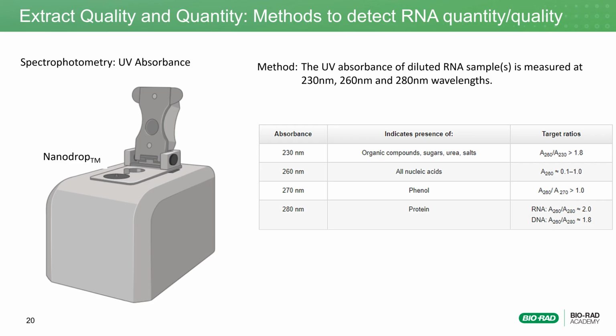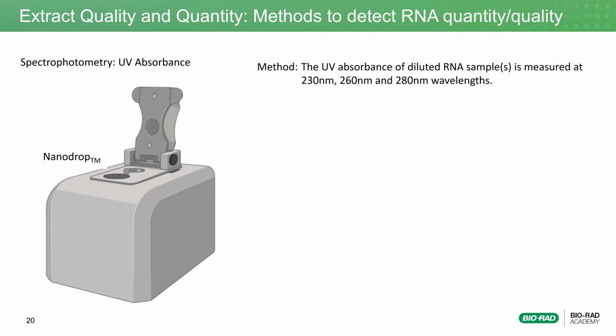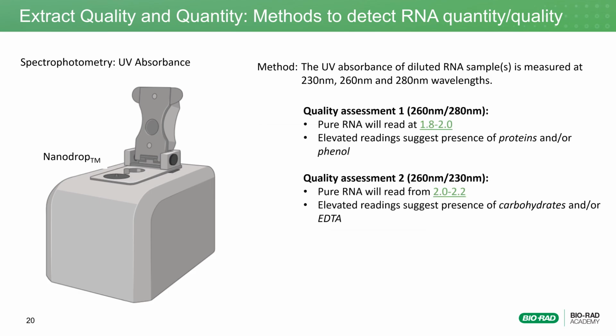Other ratios, such as the 260 to 230 nanometer ratio and the 260 to 270 nanometer ratio, can be used to determine the presence of organic compounds, sugars, urea, and salts or phenol, respectively. Additionally, the concentration of nucleic acids can be roughly calculated with a NanoDrop by implementing the Beer-Lambert law, which predicts a linear correlation between absorbance and concentration.